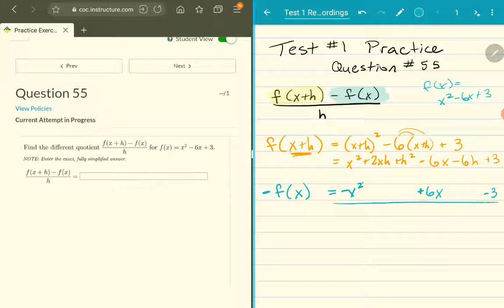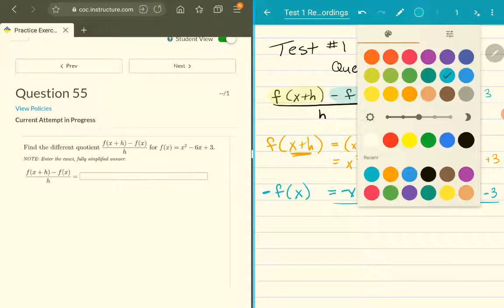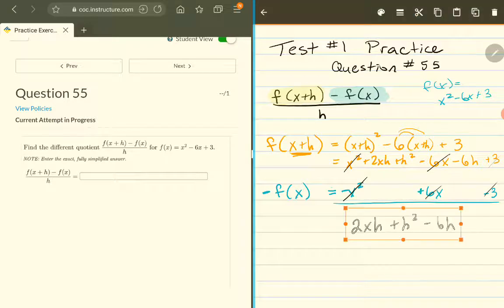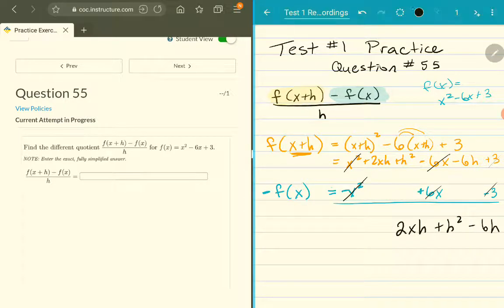And when I combine the f of x plus h and the negative f of x, the x squareds cancel, my negative 6x and positive 6x cancel, my 3 and negative 3 cancel, and I end up with my numerator, 2xh plus h squared minus 6h. So that thing is the numerator. So that replaces the f of x plus h minus f of x.